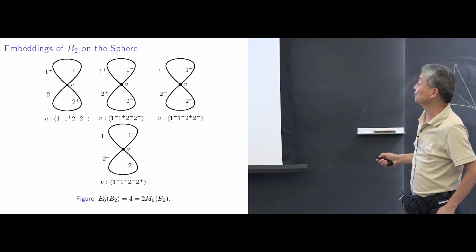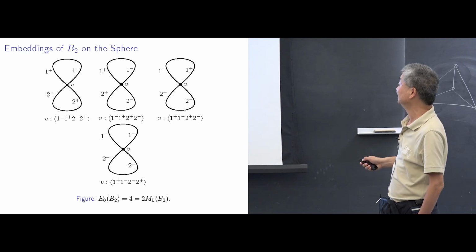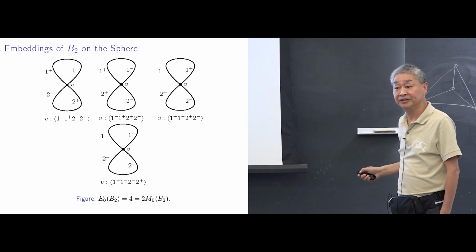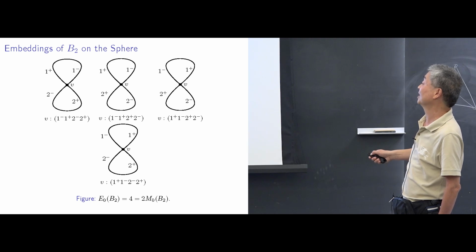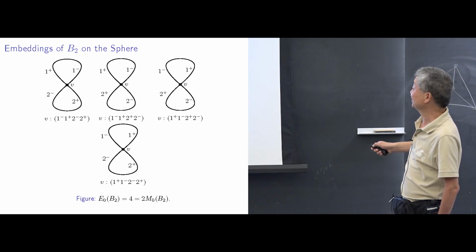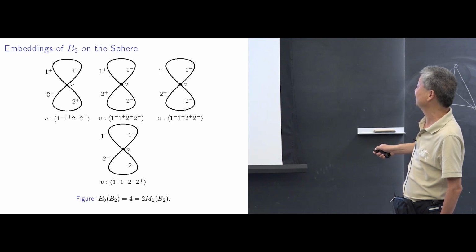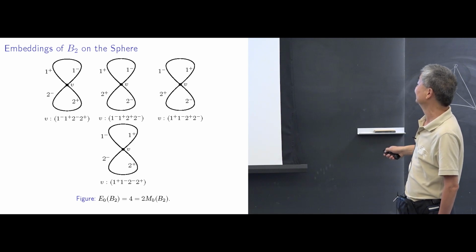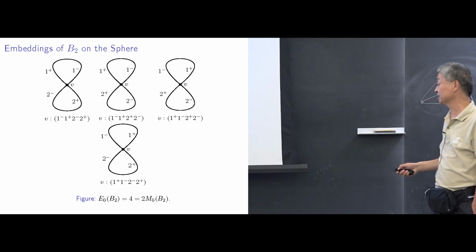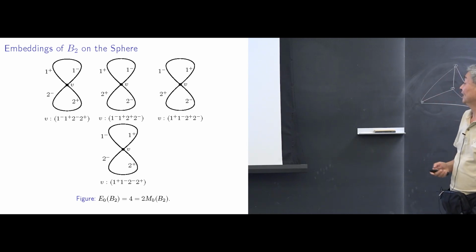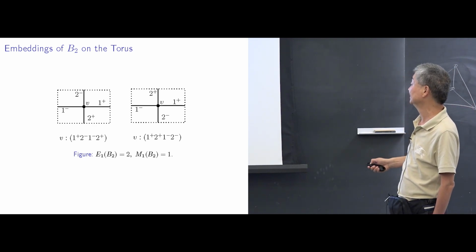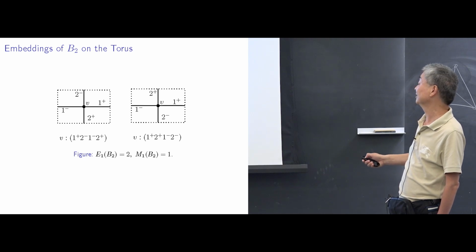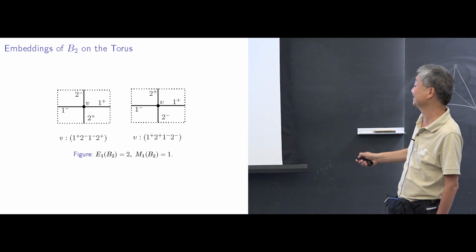Here is just a simple illustration of B2 embedded in the plane using the 4 ends rotation systems. This corresponds to the permutation. This is just one vertex, so only one cyclic permutation here: 1 plus, 2 minus, 2 plus, 1 minus, this 4-cycle. But those are 4 different rotation systems. And on the torus, you have these 2 different rotation systems. You can see the twist, right? The crossing here, so 1 plus, 1 minus here.